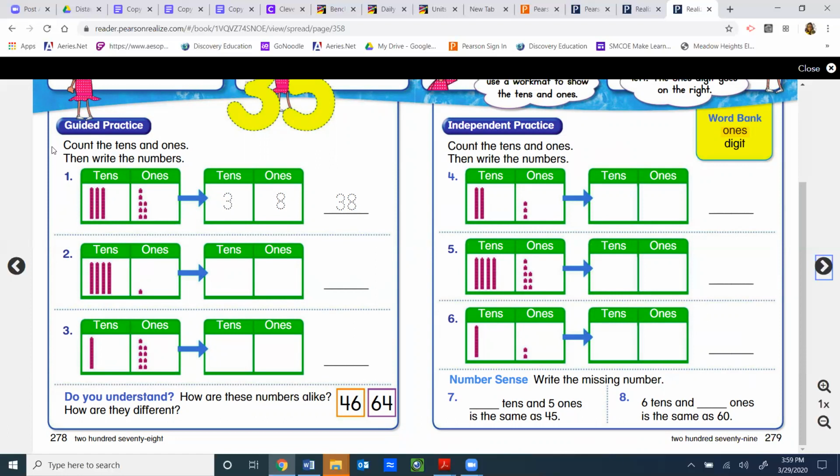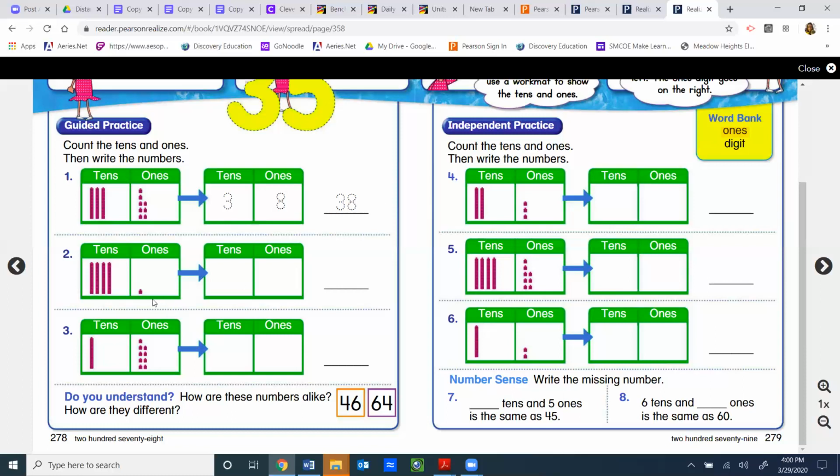Let's look at number 1. The directions say count the tens and ones, then write the numbers. So again, we have our tens and ones chart. And hey, look at that. We see our ones cubes and our tens cubes or 10 sticks. We've used those in class before. Now, they're using connecting cubes. We've used those before as well. We've also used the actual cubes that represent a 10 and a 1. Over here, they use digits to represent the ones place and the tens place. There's 8 ones here. They write the number 8. There's 3 tens here. They write the number 3. Ultimately, that becomes 38.